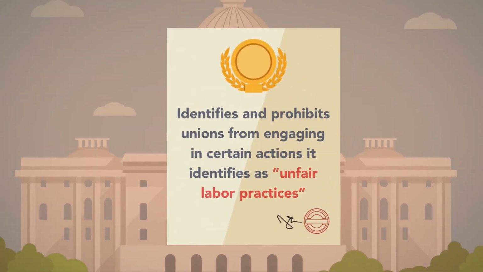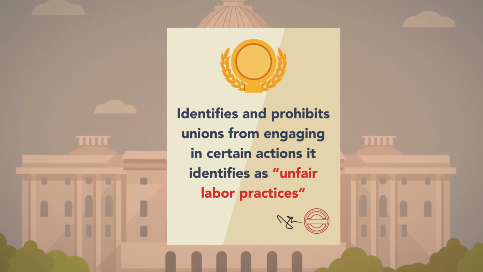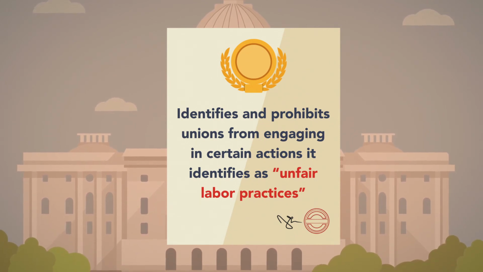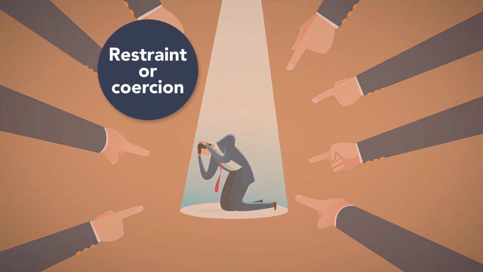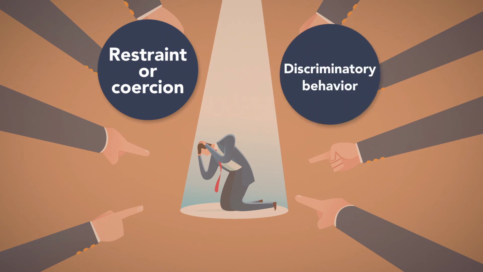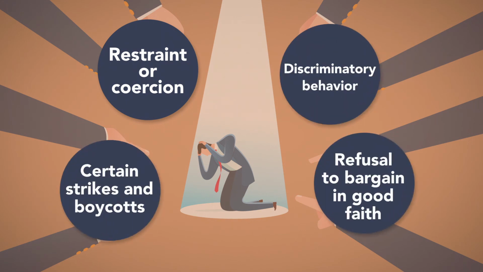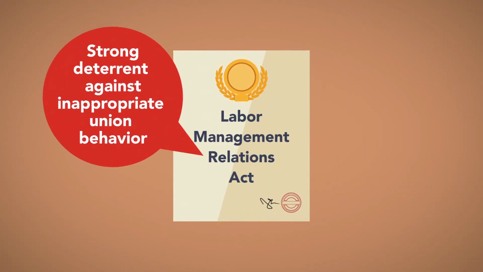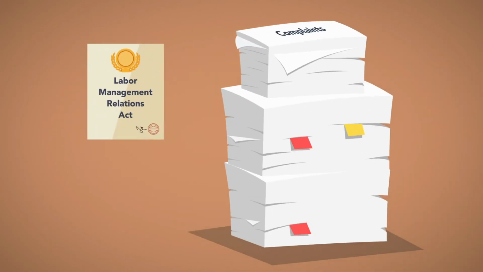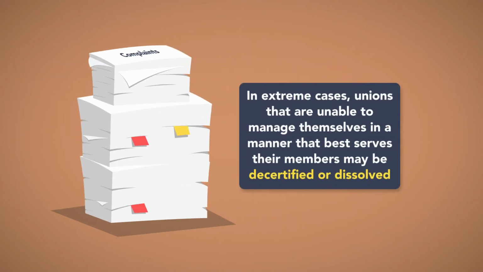The law identifies and prohibits unions from engaging in certain actions it identifies as unfair labor practices. Practices prohibited by the law include the restraint or coercion of employees or employers, discriminatory behavior, refusal to bargain in good faith, and certain types of strikes and boycotts. Although the prohibitions contained in the Act remain strong deterrents for inappropriate union behavior, the National Labor Relations Board still receives thousands of allegations of union violations of labor laws each year. In extreme cases, unions that are unable to manage themselves in a manner that best serves their members may be decertified or dissolved.